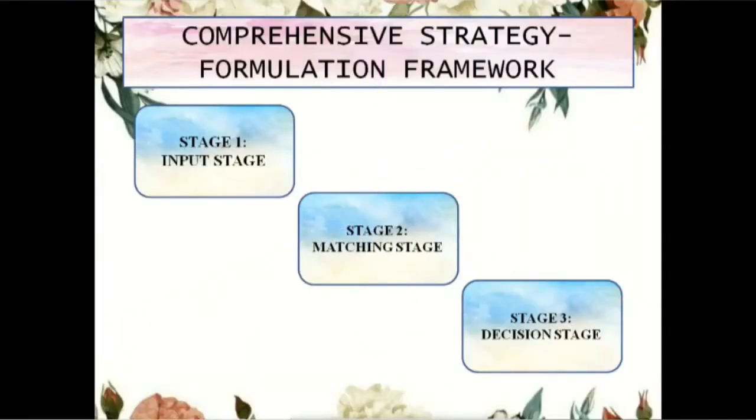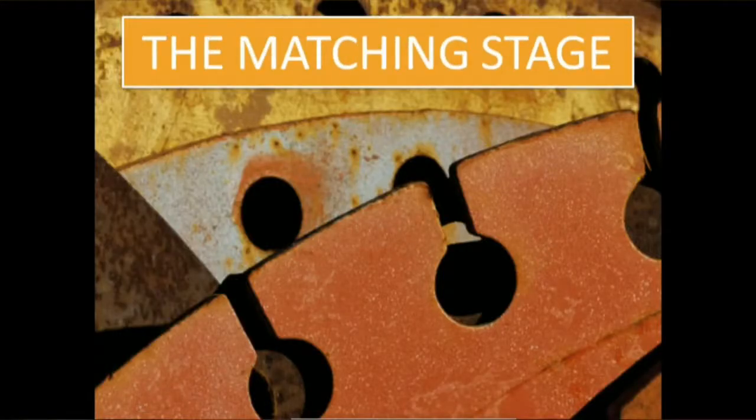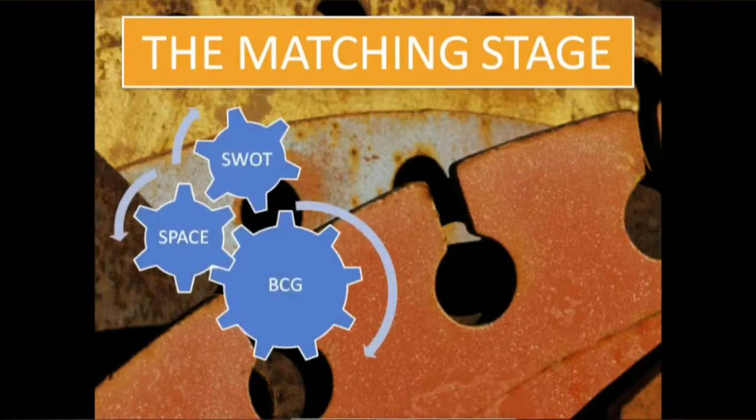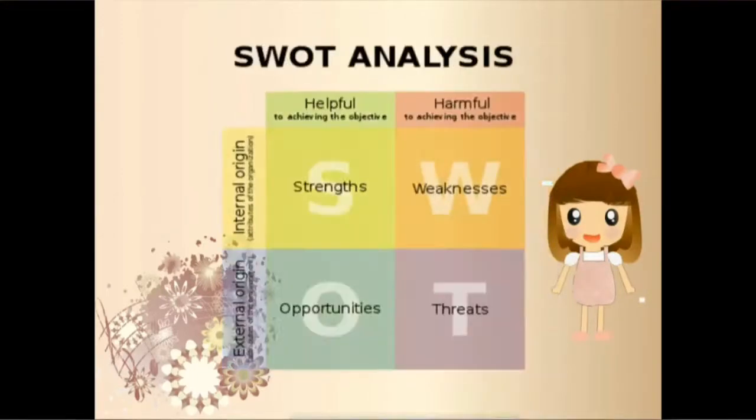And the next stage is the matching stage. The matching stage of the strategy formulation framework consists of 5 techniques that can be used in any sequence: SWOT, SPACE, BCG, IE, and the Grand Strategy Matrix. The SWOT matrix is an important matching tool that helps managers develop 4 types of strategies.